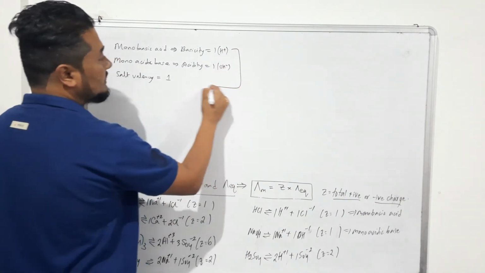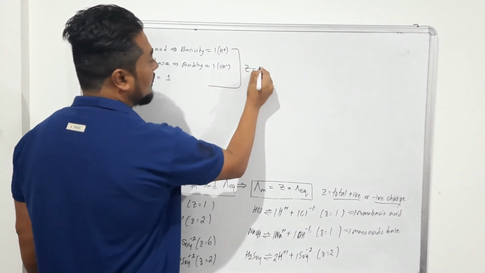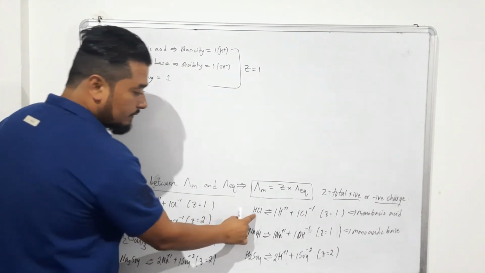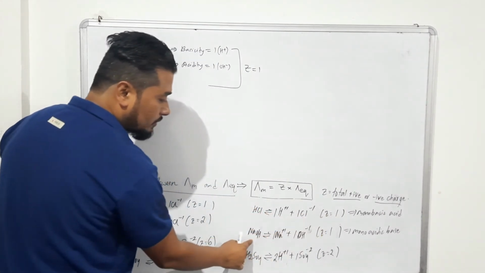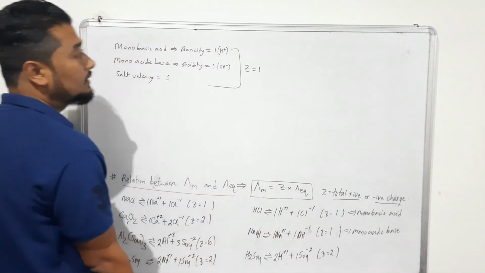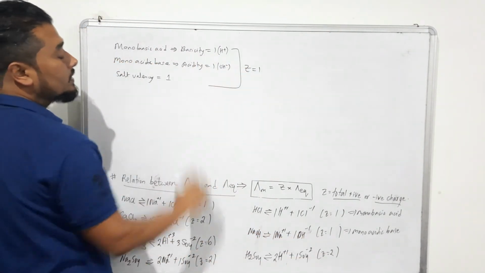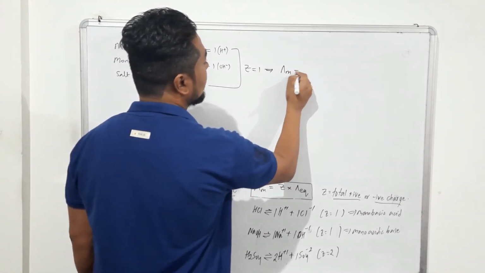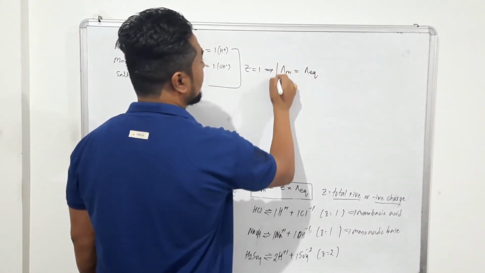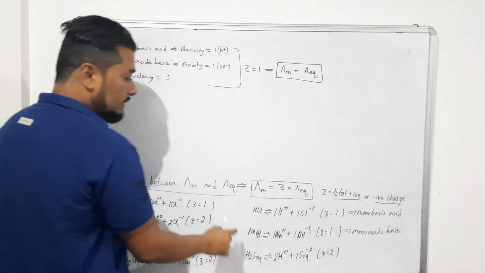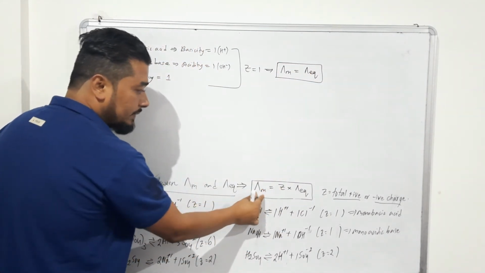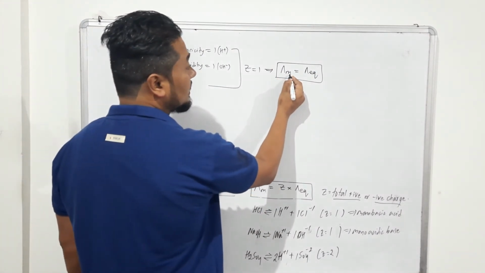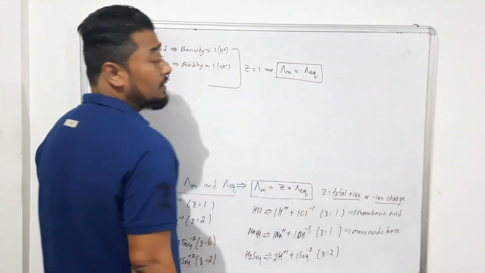For all of this, Z will come 1, isn't it? You can see here, for salt having valency 1, Z is coming 1. For monobasic acid, Z is coming 1. For monoacidic base also, Z is coming 1. So for all of them, Z always comes how much? 1. So when Z comes 1, what will happen? These two become equal. When Z comes 1, put here 1, lambda M and lambda EQ become what? Equal. That means molar conductance and equivalent conductance become equal.